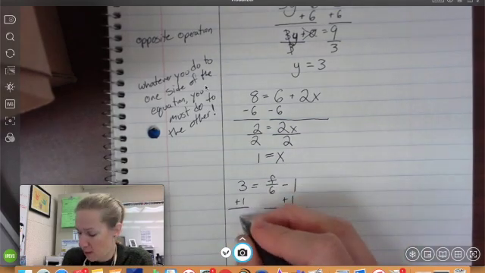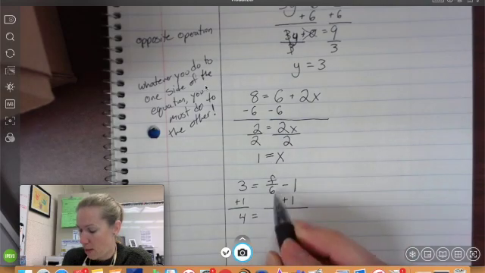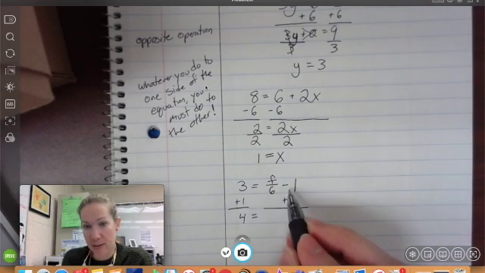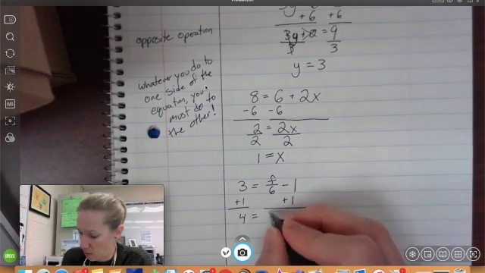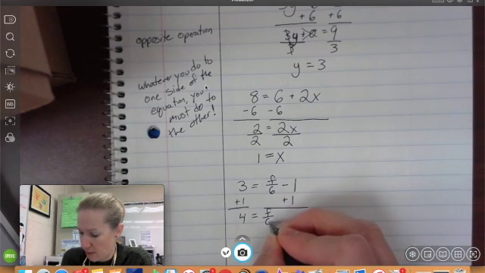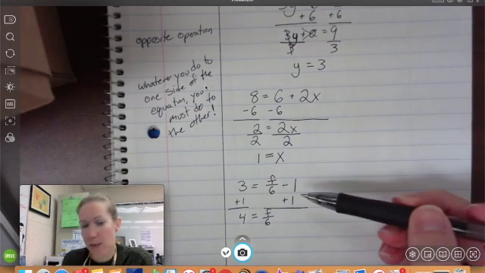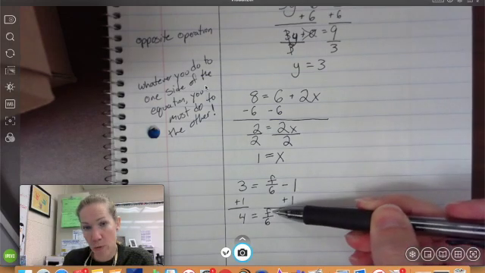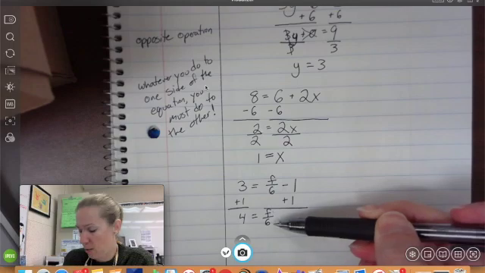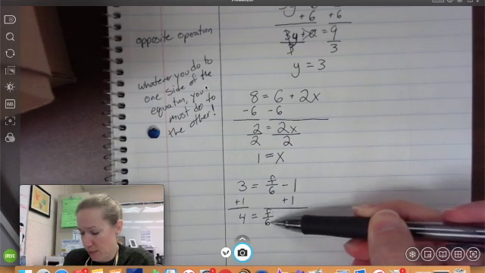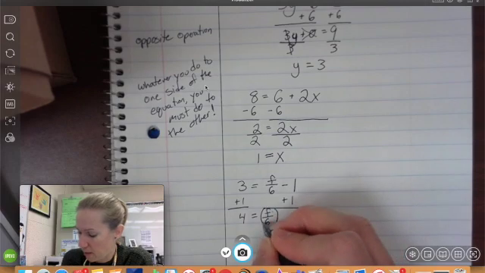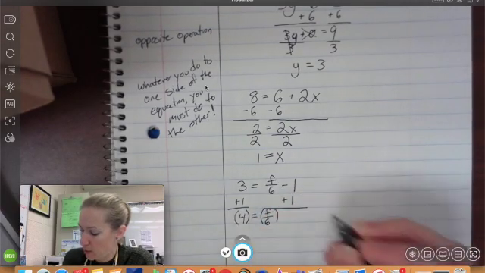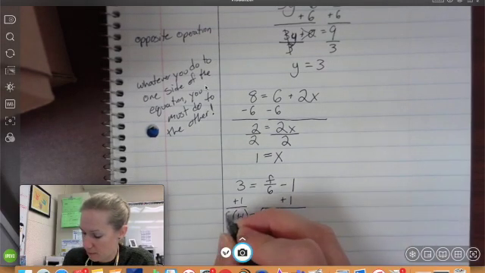3 plus 1 equals 4. F divided by 6 minus 1 plus 1, these equal 0, so we just are left with an f divided by 6. Once again, notice how I'm saying the numerator divided by the denominator. When I say f divided by 6, it's clear what we need to do. We need to multiply both sides of the equation by 6.